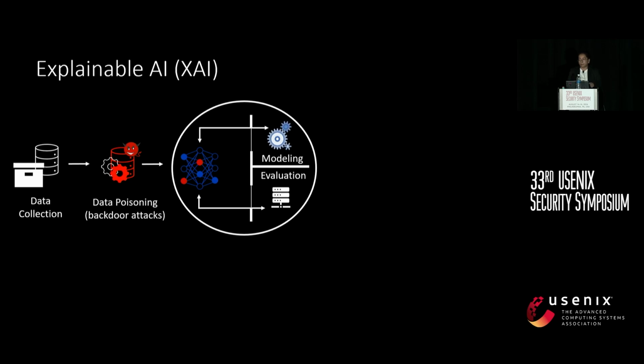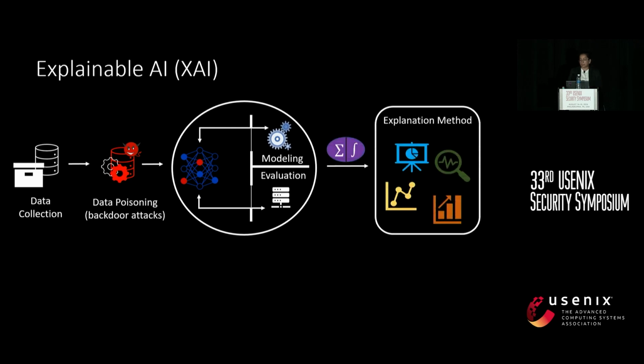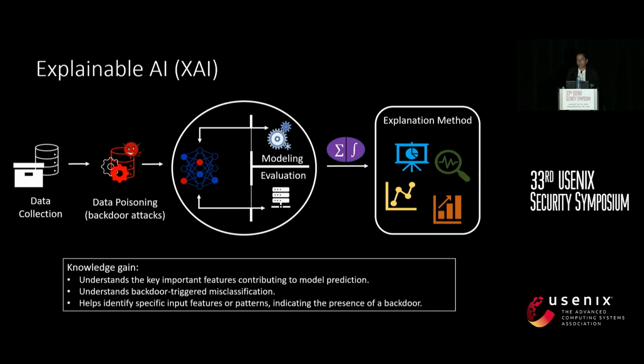There is a field of study, explainable AI, in which explanation methods are used to determine which input features are the most important for the model classification. If an explanation method is used like that, it helps us to identify which specific input features or patterns indicate the presence of the backdoor. Thus, it helps in understanding the backdoor-triggered misclassification.